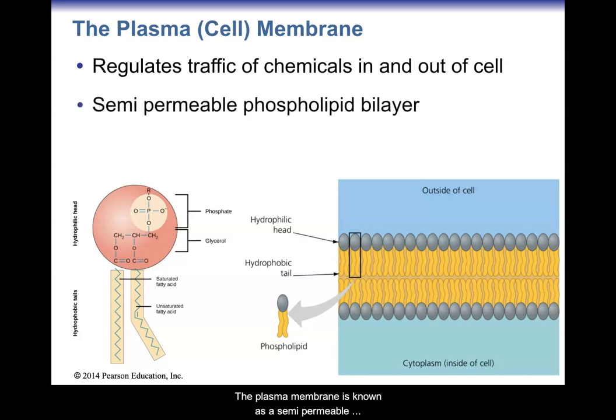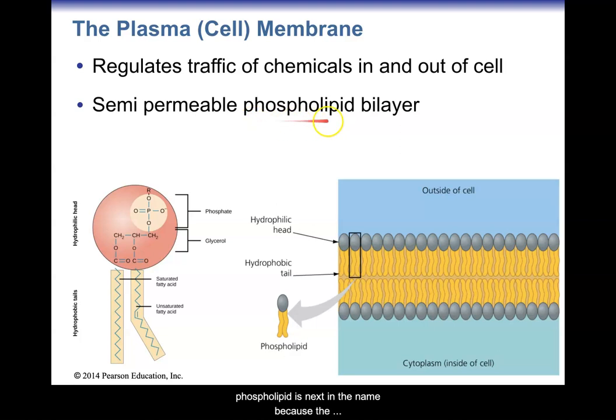The plasma membrane is known as a semi-permeable phospholipid bilayer. So that's just a really nice fancy way to describe what the membrane is. Let me go ahead and dissect that for you. It's semi-permeable because it only allows certain molecules and substances to go through it. It allows some, so that gives it permeability, but it's semi-permeable because it doesn't allow everything.